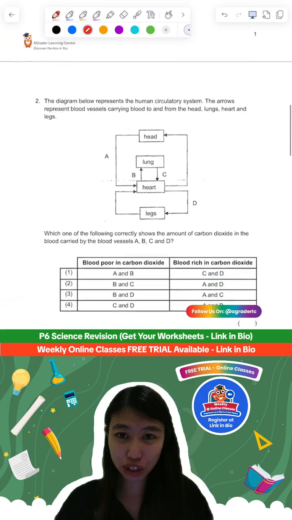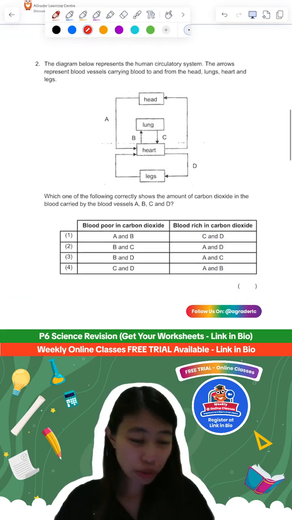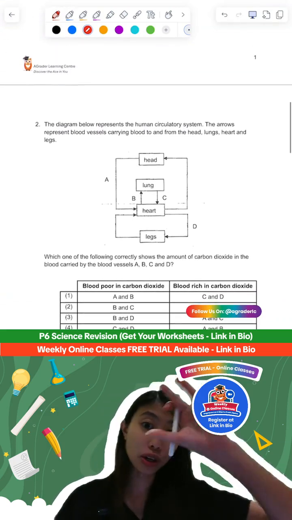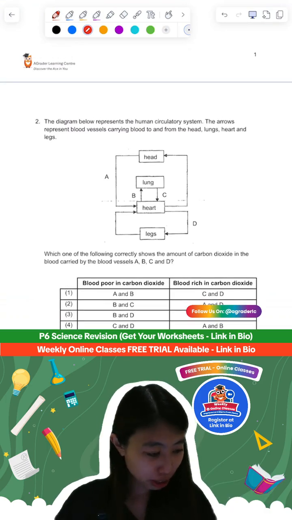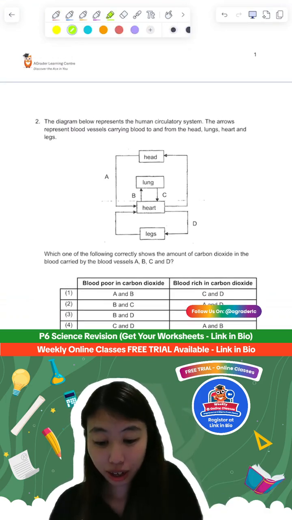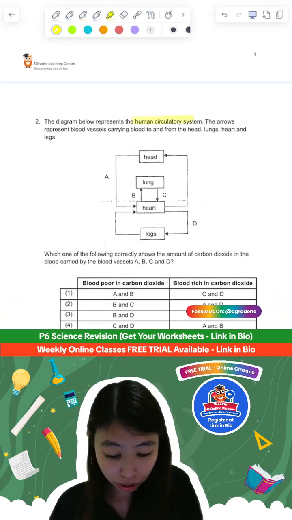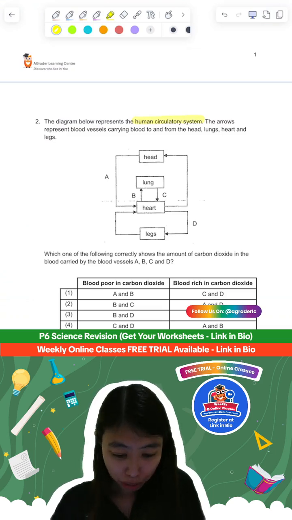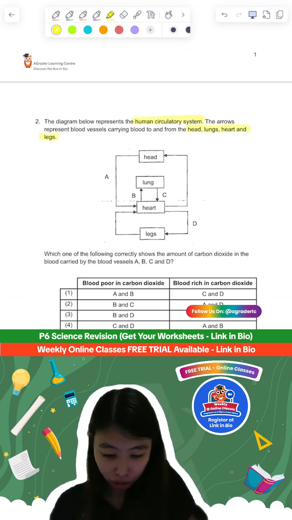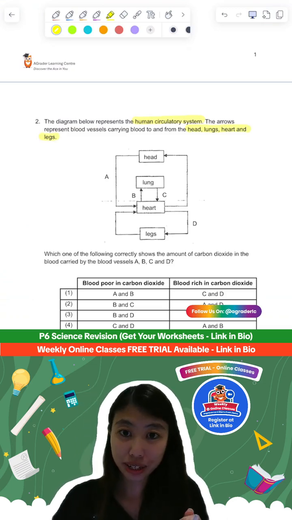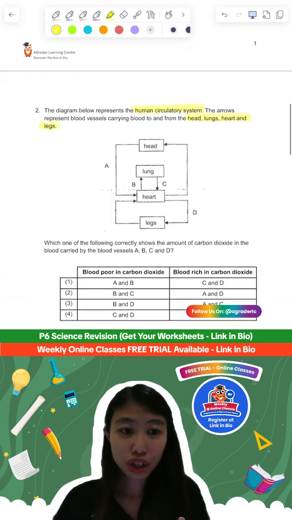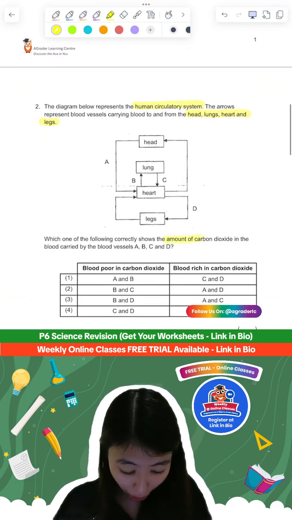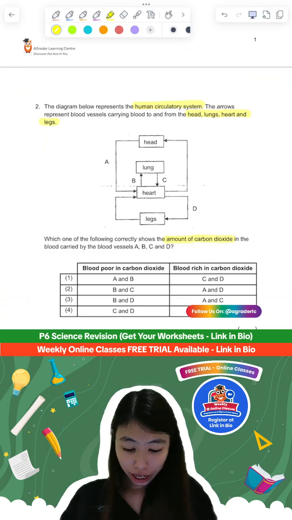For the next question, it says that the diagram below represents the human circulatory system. I'll scroll down a little because the top border is going to block the question. The arrows represent blood vessels carrying blood from the head, lungs, heart to and from these various parts. Which one of the following correctly shows the amount of carbon dioxide in the blood carried by the various blood vessels?